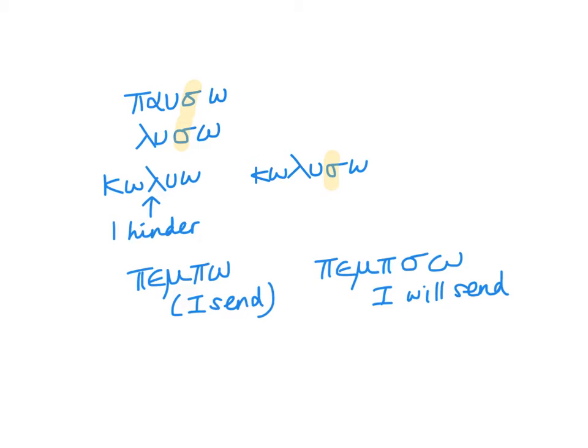And that's because when a pi and a sigma come together, the Greeks didn't write it as two letters because they already have a letter for pi sigma. Pi and sigma are written as this letter here, which we call a letter psi, and we transliterate it as ps in English. Now that is the letter that is used in the future of pempo. So I send becomes pempso.